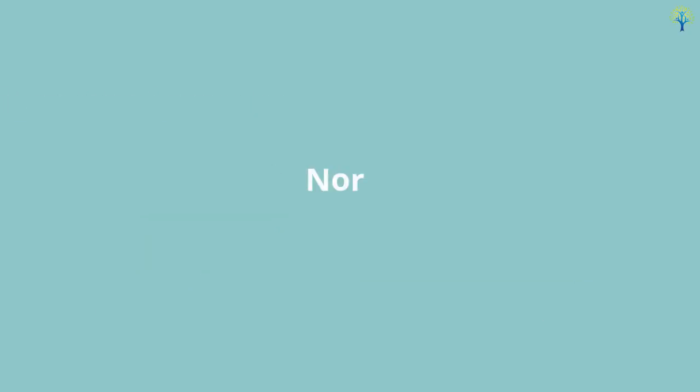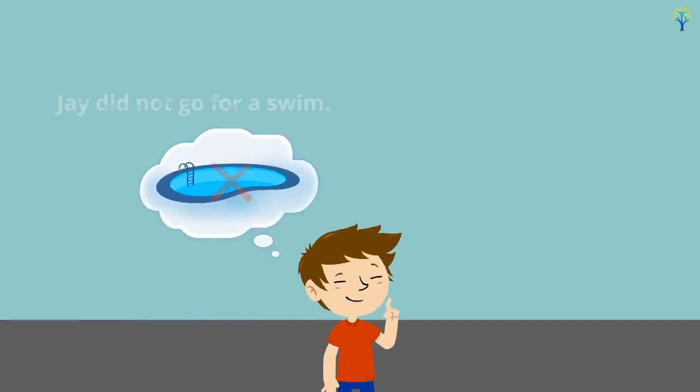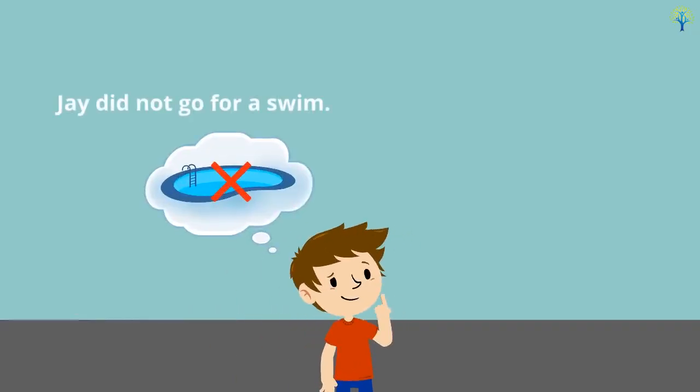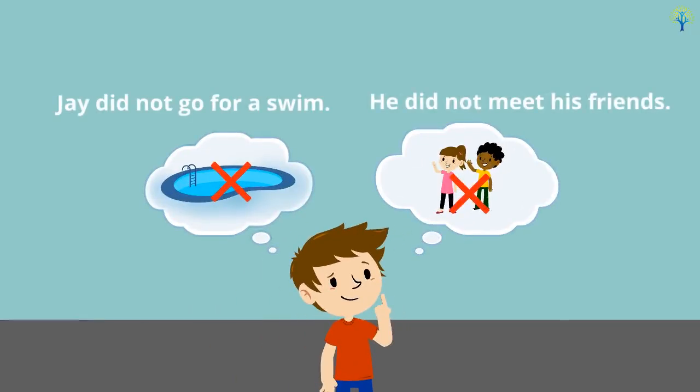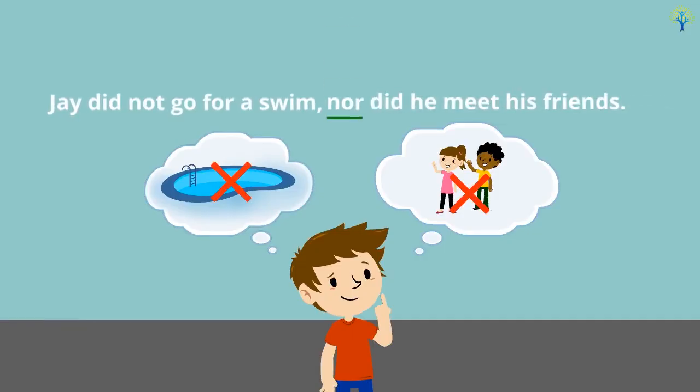Use nor when both parts of the sentence offer alternative actions that the subject did not do. For example, instead of saying, Jay did not go for a swim, he did not meet his friends, you can say, Jay did not go for a swim, nor did he meet his friends.